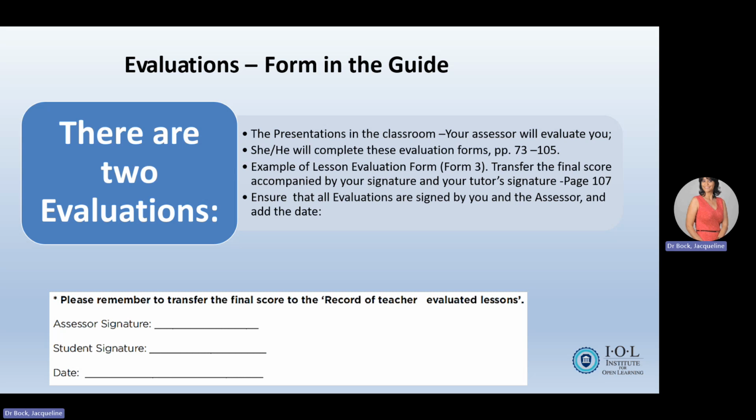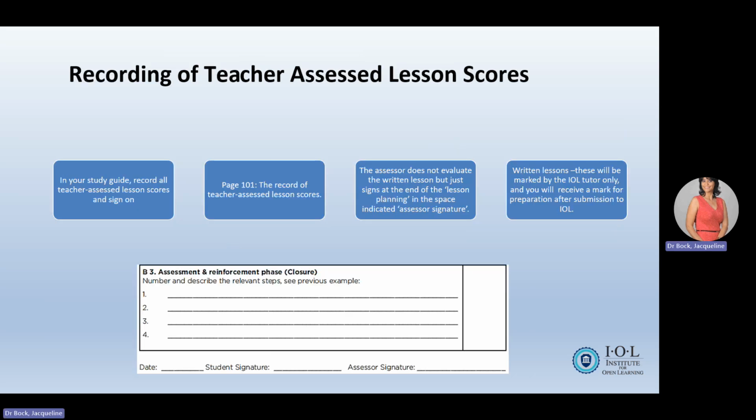page 107, which is where you record these evaluated lessons, to ensure that all evaluations are signed by you as well as the assessor. Who is the assessor? The person that awarded the grades to you at the school. And then you will see here, your assessor will sign, and then you will also sign, and there also needs to be a date. Recording of the teacher assessed lesson scores.